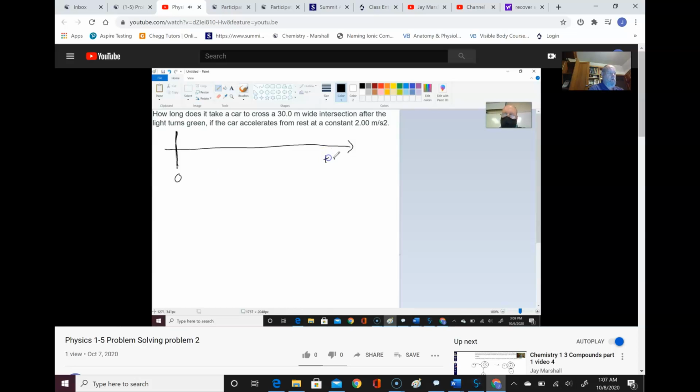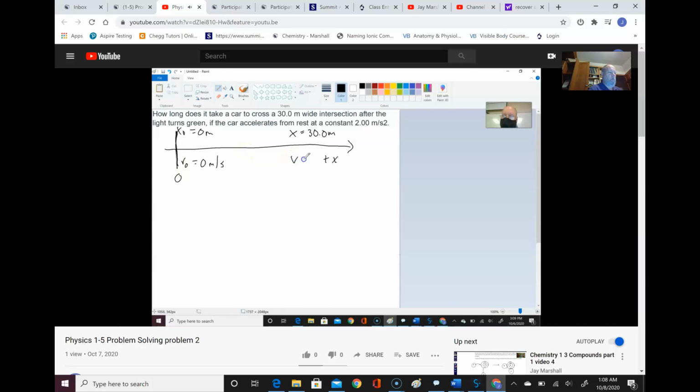Okay, so I have my origin and my direction of positive x values, and I'm going to ask what's my initial position. As it happens many times, it's going to be 0 meters because I'm told that I don't have an initial position, so I'm free to set my own. If I go 30 meters, my final position is going to be 30 meters.